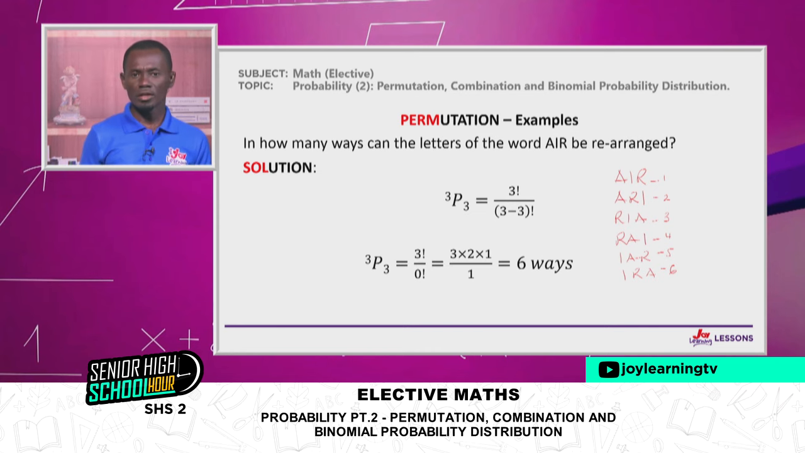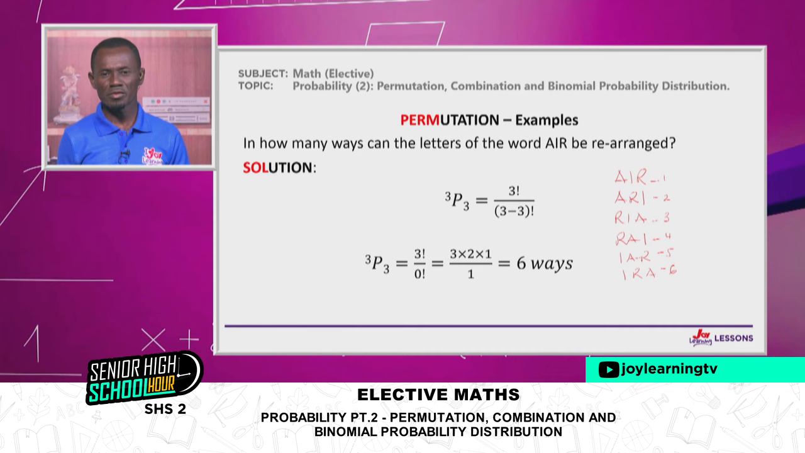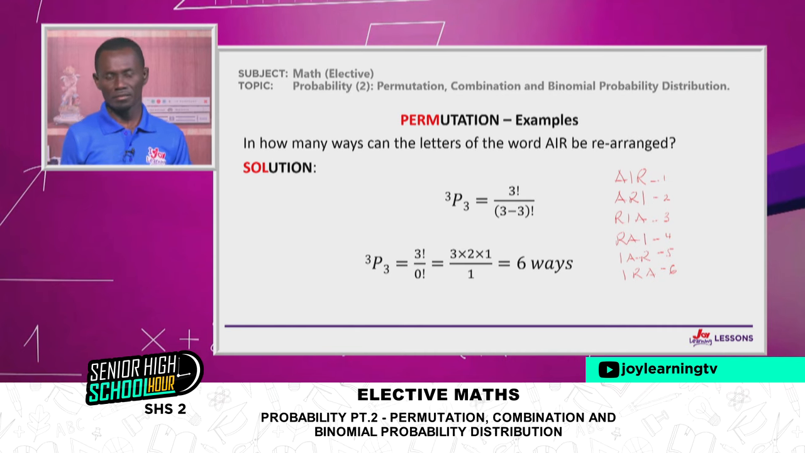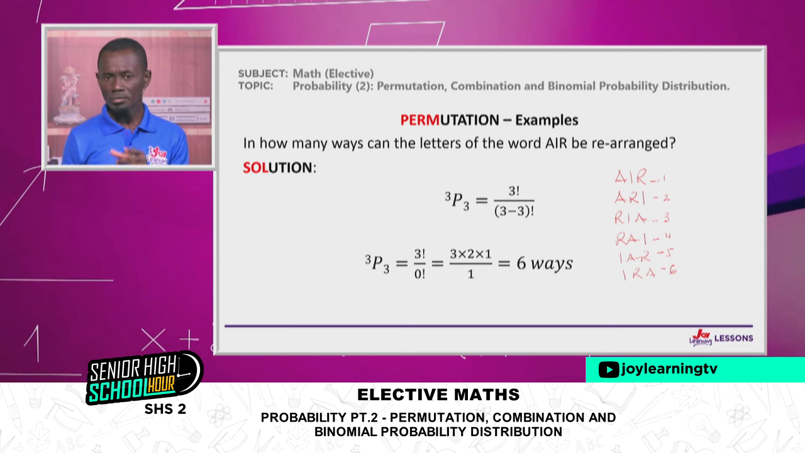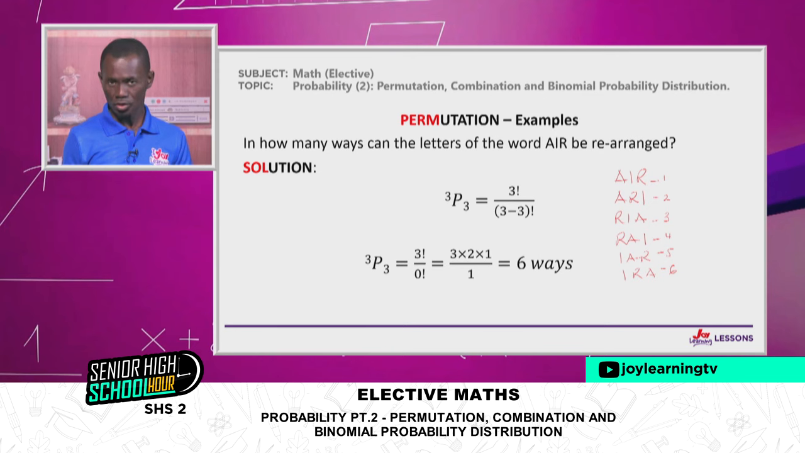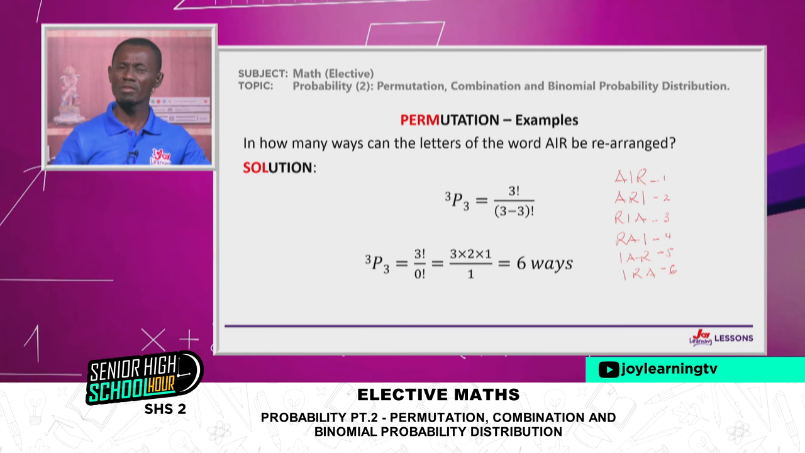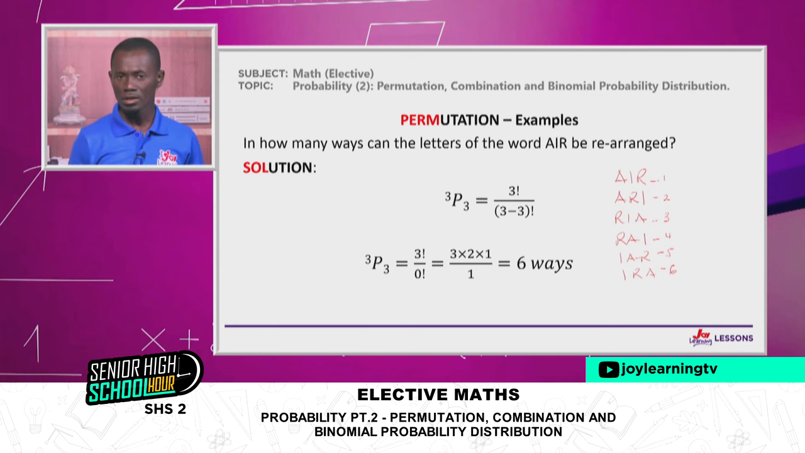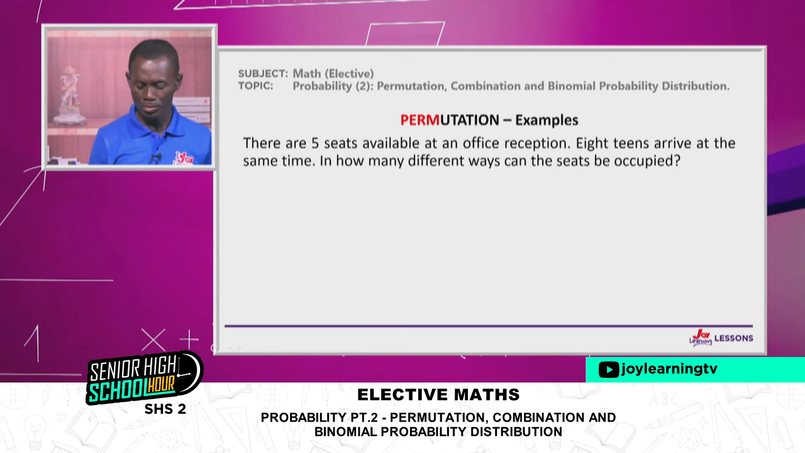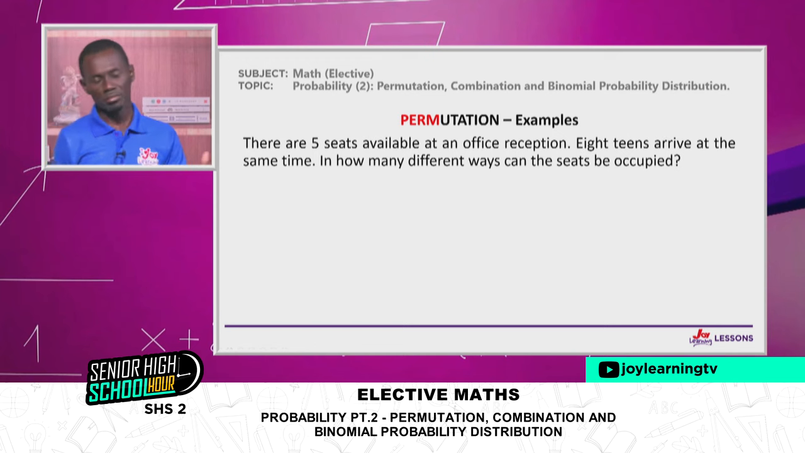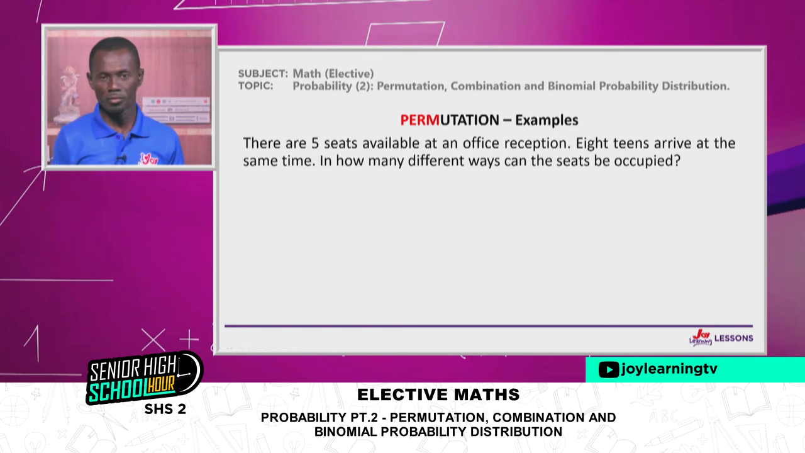Now, someone could say, but why do we have to bother doing some mathematics about this? Especially air, we could just arrange them. Well, if the word becomes longer, then you know you're going to be in trouble, because it means you're going to have a long list. And I'm not sure you want that. So let's try another example. This time around, I'm not arranging alphabets. We'll do a few more arrangements of alphabets.